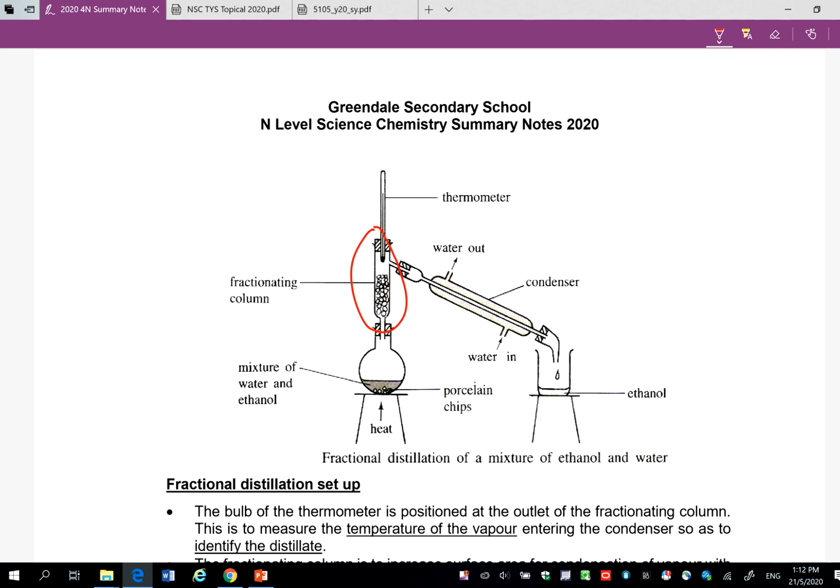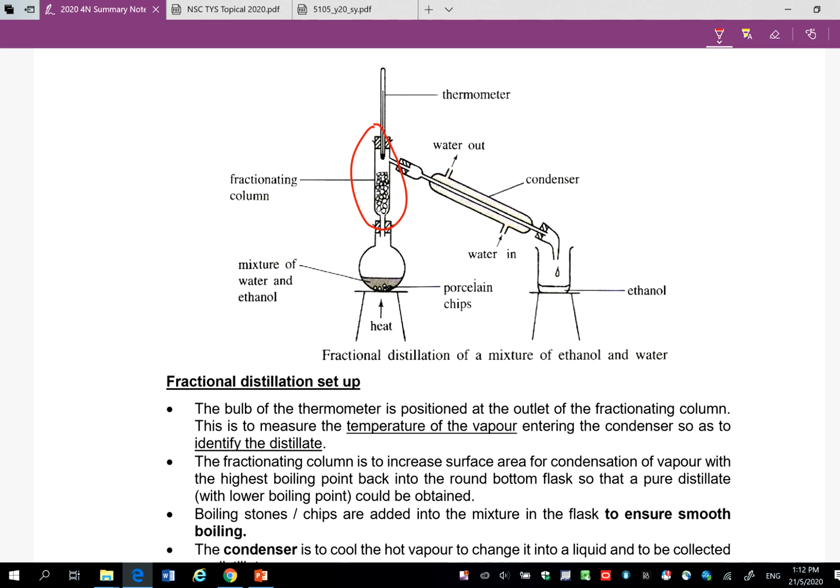You also need to memorize the purpose of the fractionating column. It consists of glass beads which help to increase the surface area for condensation of vapor with the highest boiling point back into the round bottom flask. The reason is that there are usually two liquids, and the one with the lower boiling point will come out first. So I want to make sure that the vapor of the higher boiling point condenses back into the round bottom flask.